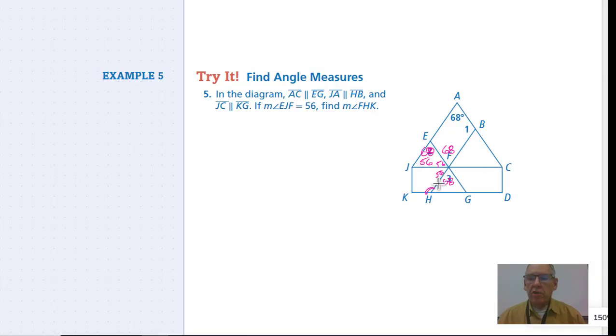Okay, here, JC and KD, alternate interior angles. Let's put a 56 down there. Now this is a linear pair, which means they're supplementary, so 180 take away 56 gives us 124 degrees. So the measure of angle FHK equals 124.